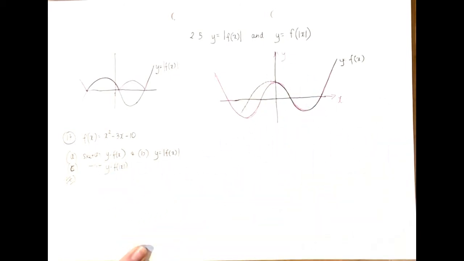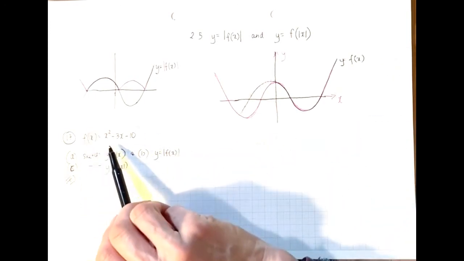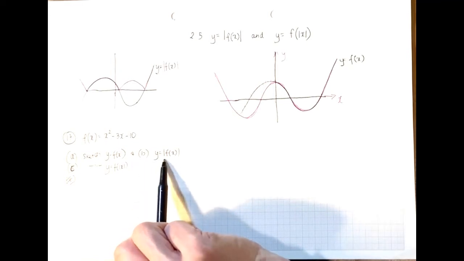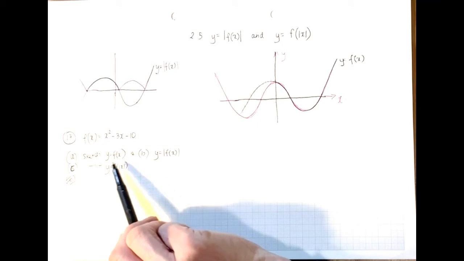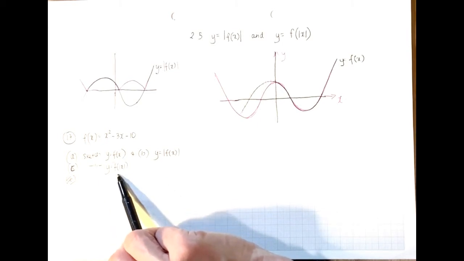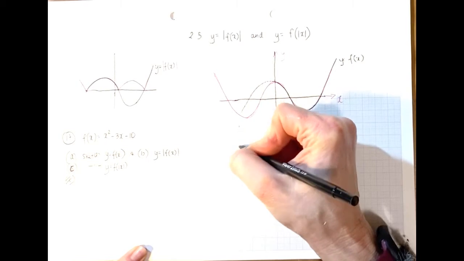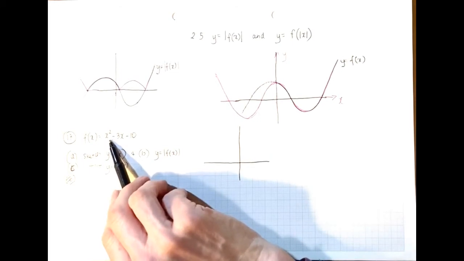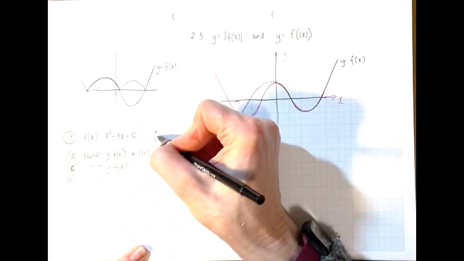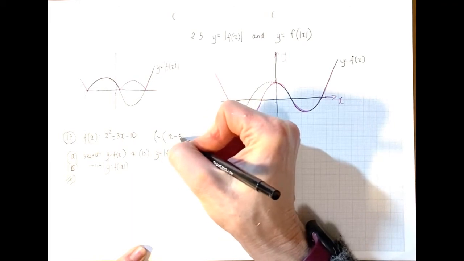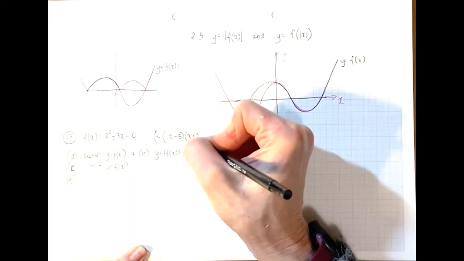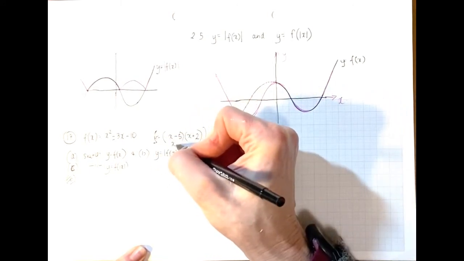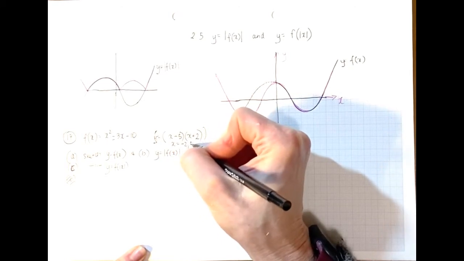So let's have a go at example 17. You've got a quadratic x squared minus 3x minus 10. We are going to sketch this quadratic, sketch the modulus of that quadratic, and sketch f of modulus of x. So let's sketch the quadratic function first. Let's factorize it. This is going to be x minus 5, x plus 2. So the roots are x equals minus 2 and plus 5.